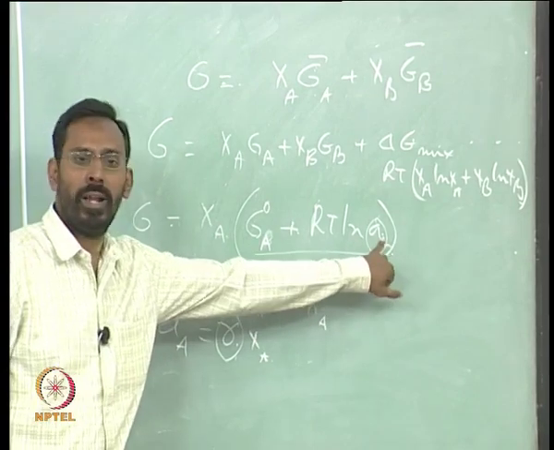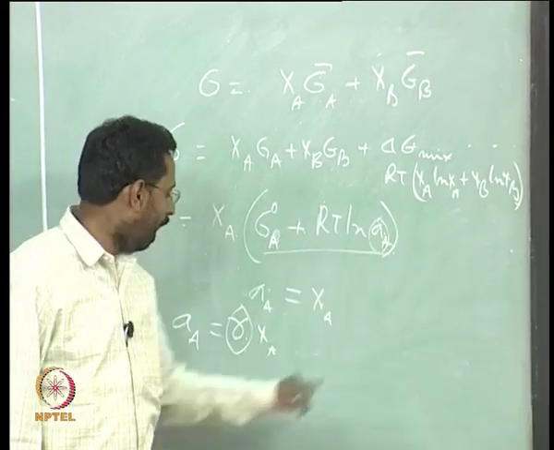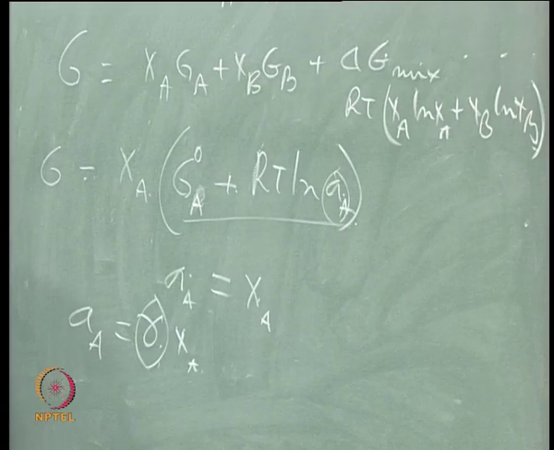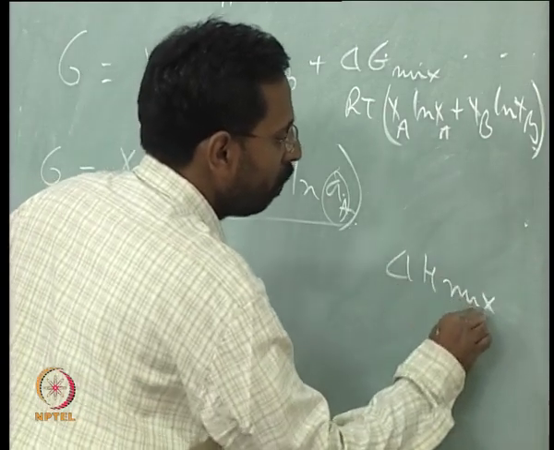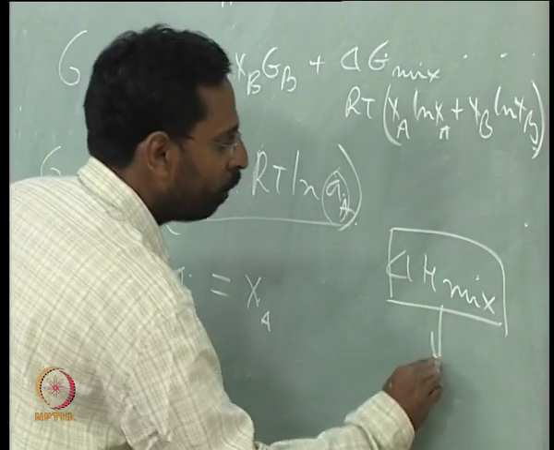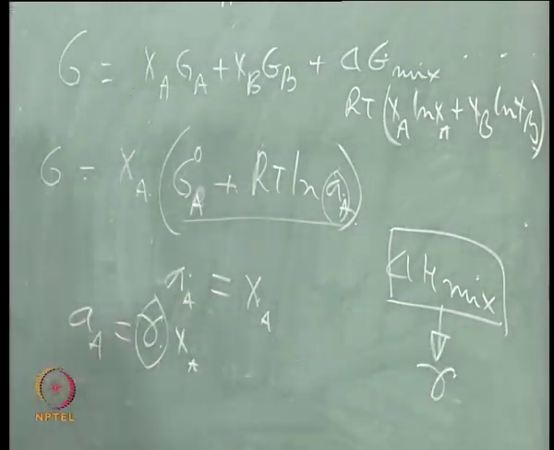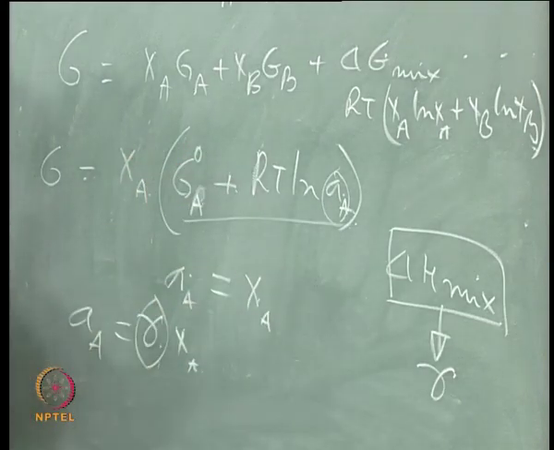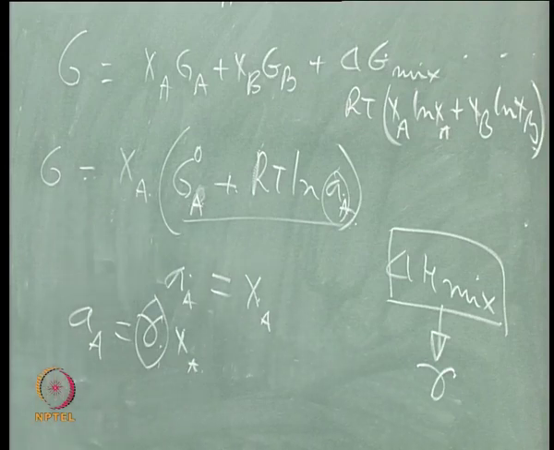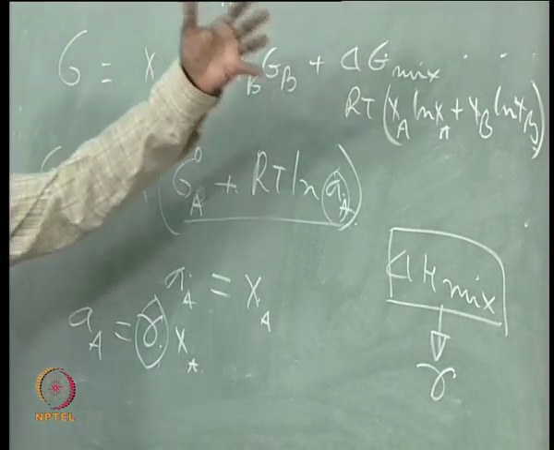I can put here, in place of activity ln A, ln gamma XA, and that can be split into two parts: one is the ln gamma part, another is the ln XA part. The ln gamma part is what is related to the delta H. So, the delta H mixing is always related to the activity coefficient gamma. Depending on how you express this equation, whether it is an ideal solution or a non ideal solution, you can express the whole thing in terms of that.